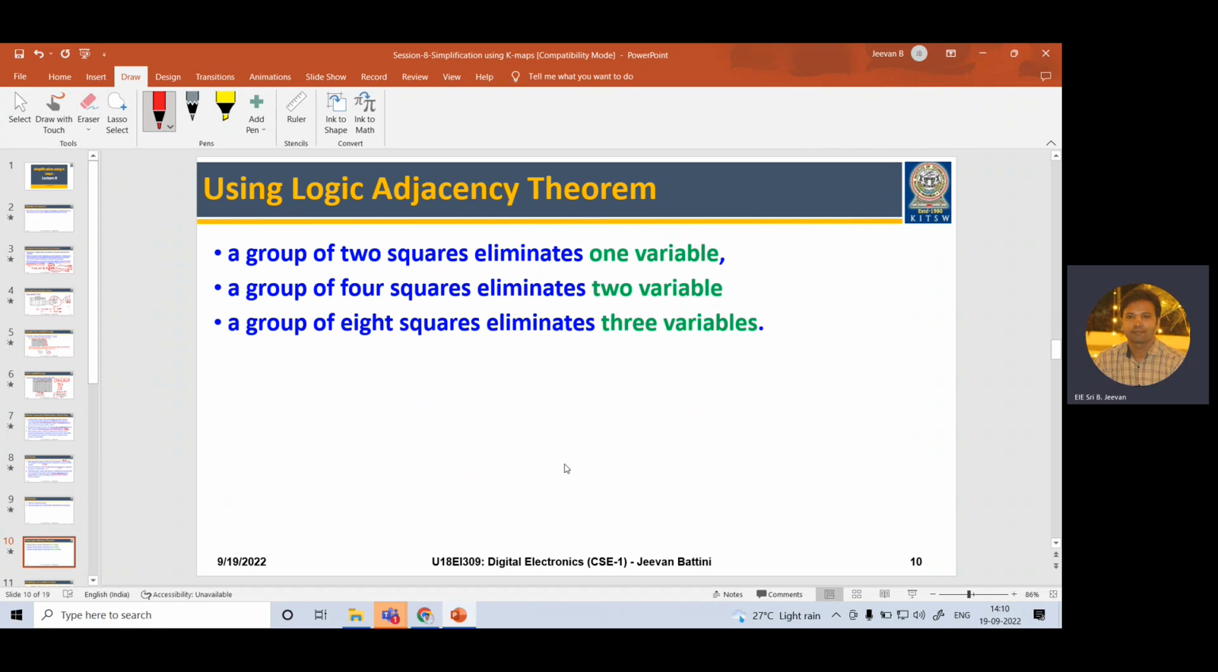Now, when you combine two squares or two ones, one variable gets eliminated. These two squares are said to be a pair. So a pair eliminates one variable. When you group 4 squares, that is called a quad, it eliminates 2 variables. If you combine 8 squares, that is said to be an octet, which eliminates 3 variables.